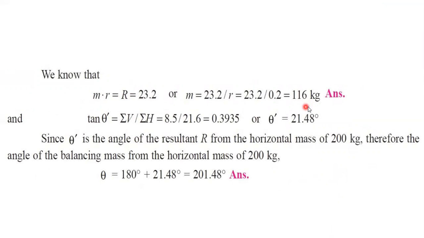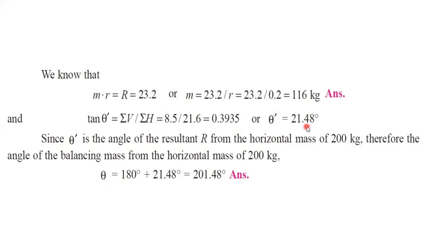So mass is 116 kg. Another formula which we already saw in the introduction video: tan theta dash is equal to summation of V divided by summation of H. These two values we know. Just take tan inverse to the other side, so finally we'll have an angle of 21.48 degree.